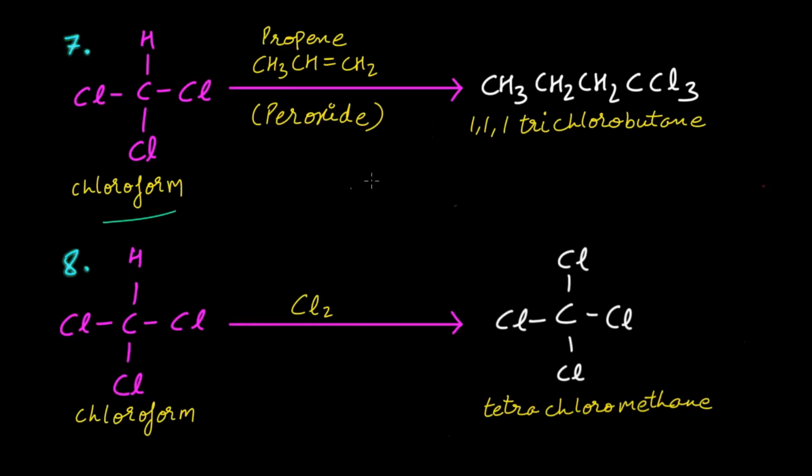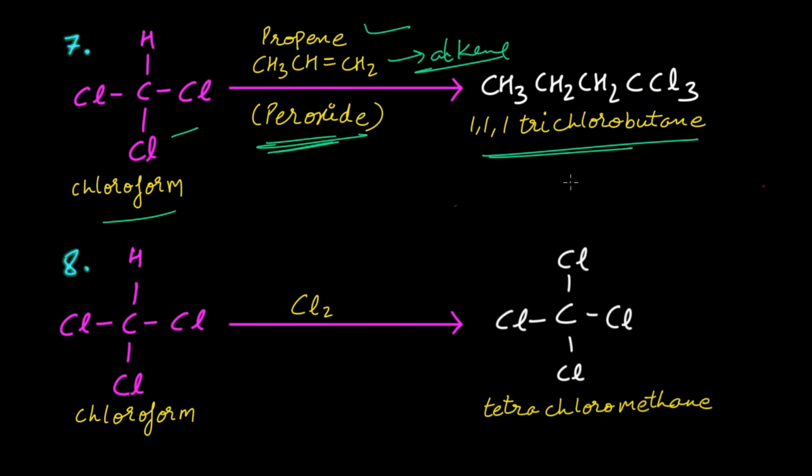When chloroform is treated with propene in presence of peroxide, you get 1,1,1-trichlorobutane. This reaction can also be stated as: when an alkene is treated with chloroform in presence of peroxide, you are going to get the product 1,1,1-trichlorobutane. Since peroxide is there, the anti-Markovnikov rule may also apply.